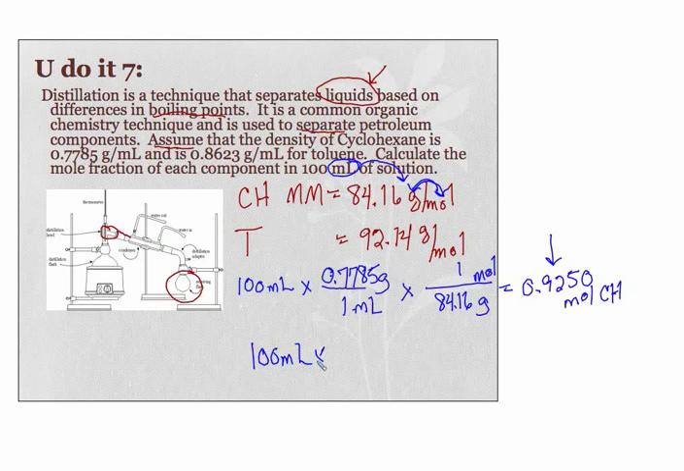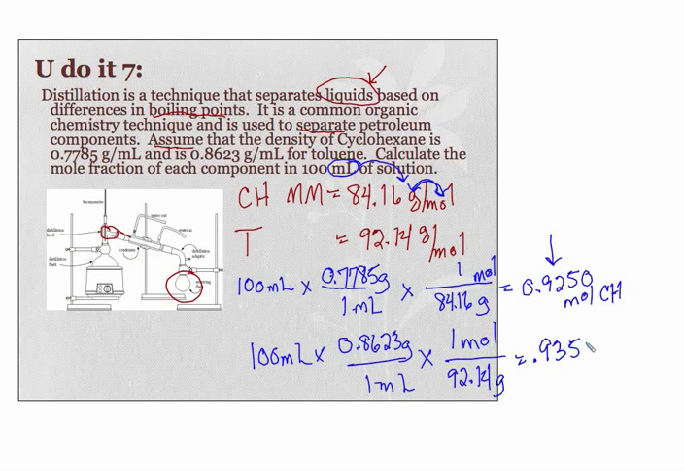So I have the same 100 mLs and the density of toluene within that mixture. These are numbers that can be looked up. 0.8623 grams per 1 milliliter. Again, mass to moles. Hopefully that's refreshing your memory on how we did that quite a bit in pre-AP.